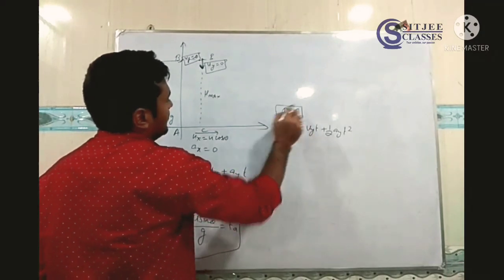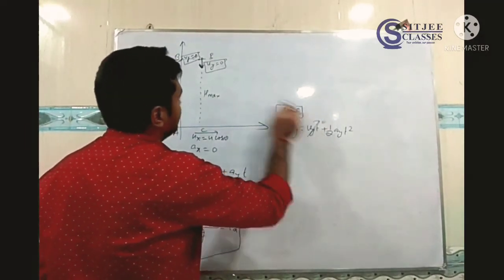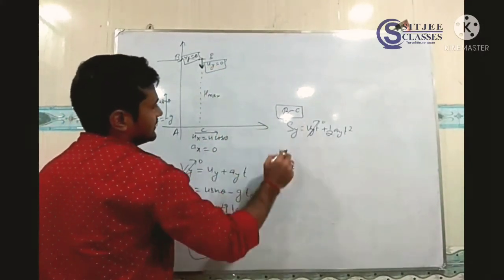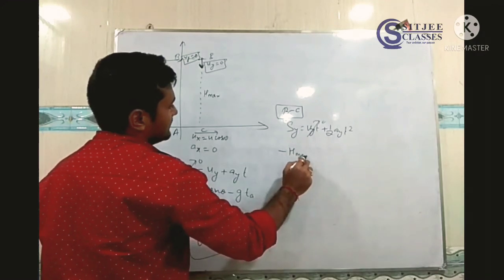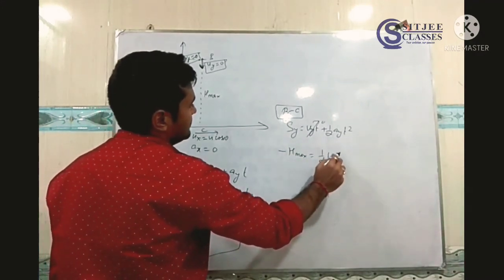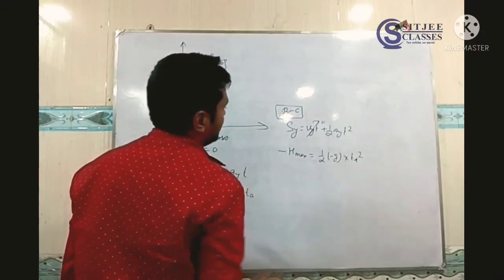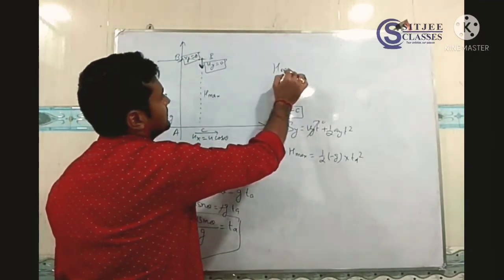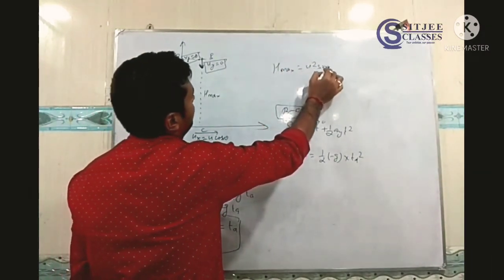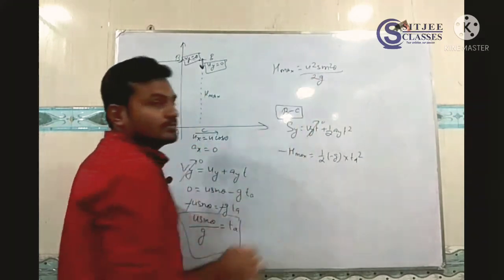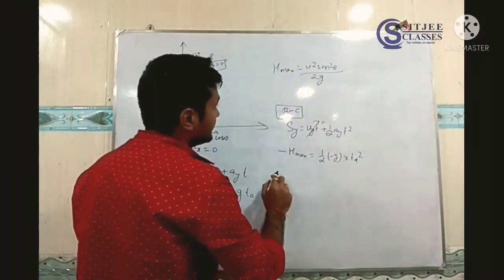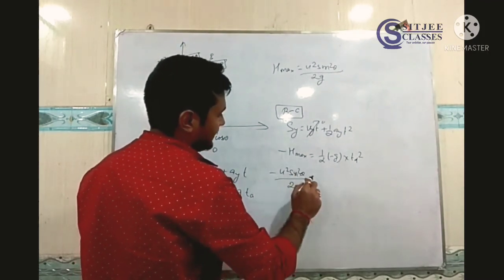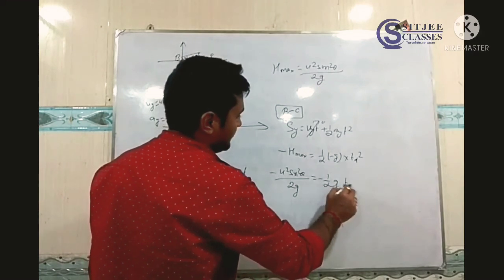B to C. In B to C, the initial velocity at this point will be 0. So, since it is in the downward direction, I will take downward direction as negative. So it is going to be minus h max equal to half minus g into td square, time of descending square. Now h max we have already calculated. If you remember, h max was u square sin square theta by 2g. Let us substitute this part. So we are going to get u square sin square theta by 2g. Let us put negative equal to minus half g td square.